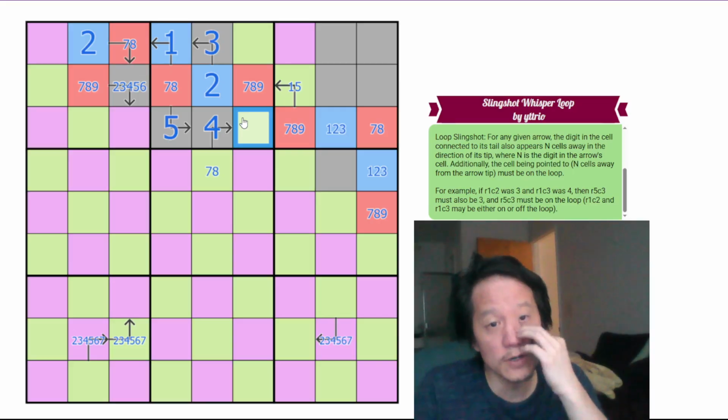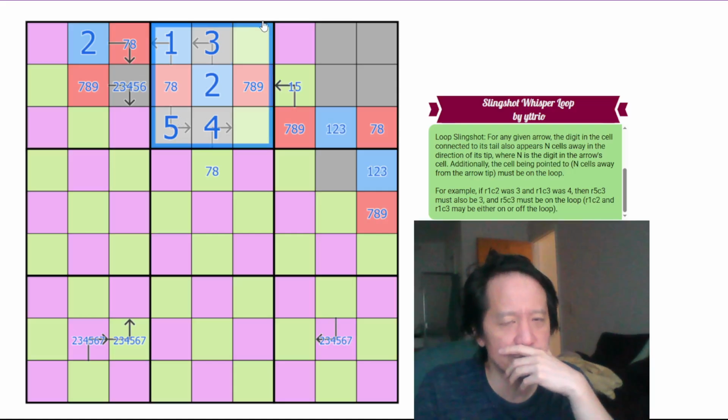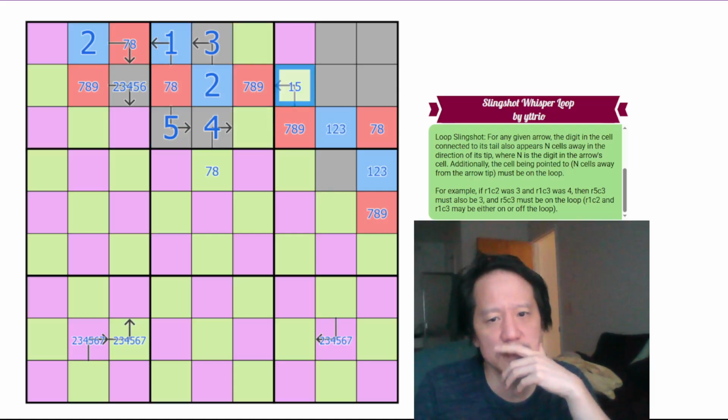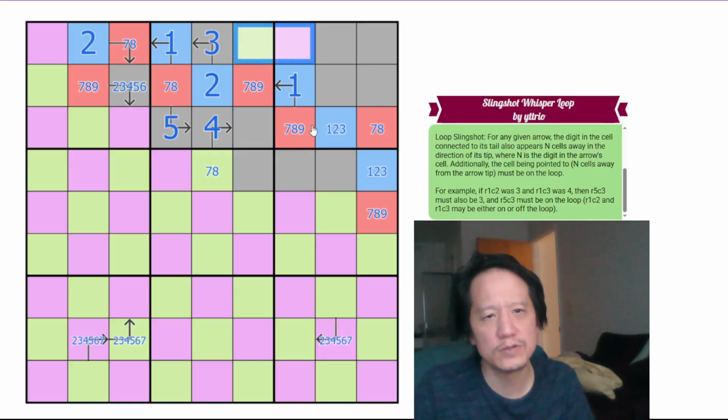It cannot be here because that would be low. And there's no more lows possible in that box. So this has to be low here. Therefore, this would be 1. These would not be on the loop. These would obviously not be on the loop. This would not be on the loop. So far, this is looking fine.